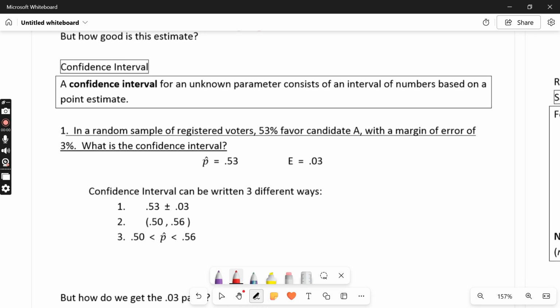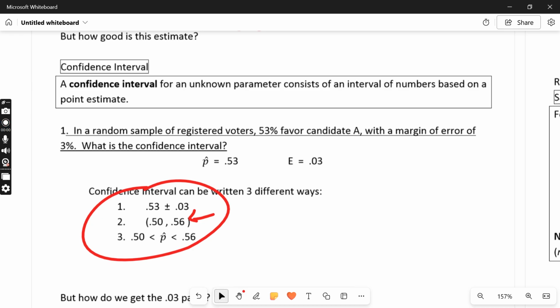And then it says there are three different ways that you can write this. You can do your estimate plus and minus your error. You can actually complete that addition and subtraction. So if I do 0.53 minus 0.03, I get 0.50. And if I add 0.53 plus 0.03, I get 0.56. So that second one is doing the subtraction and the addition. And then number 3 is just saying that p hat is between the two numbers when you add or subtract. All three of these are acceptable. Number 2 is probably the most common way for you to see it.